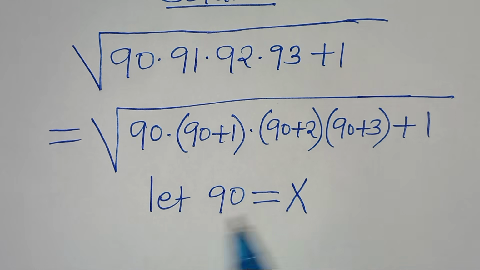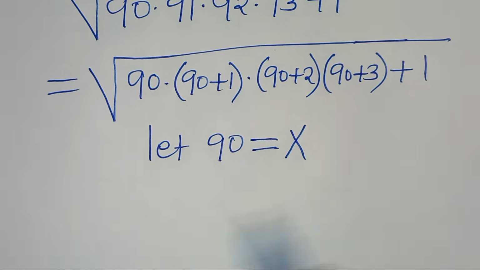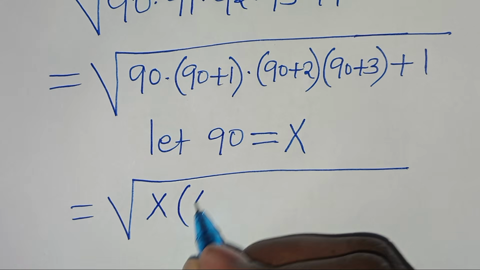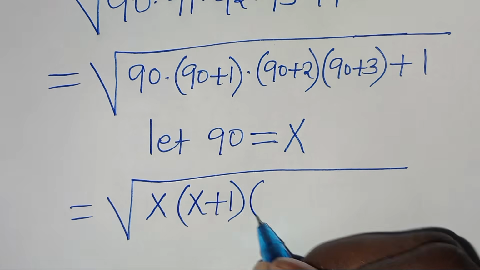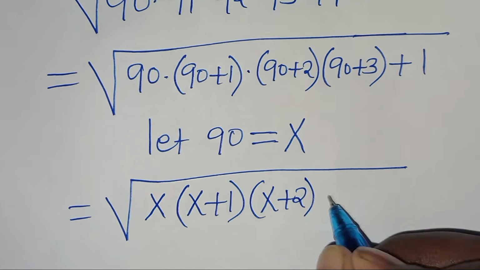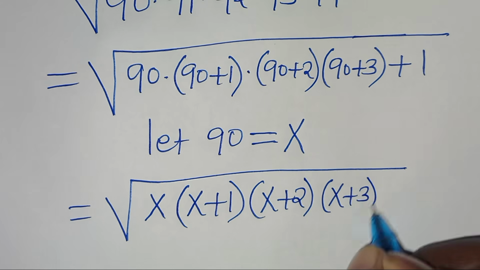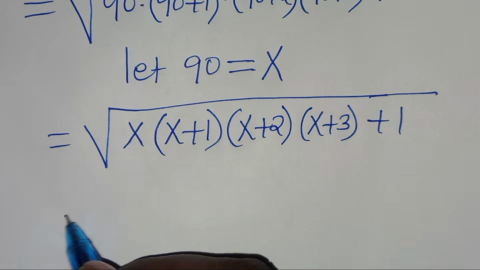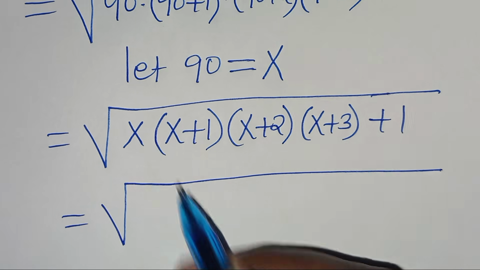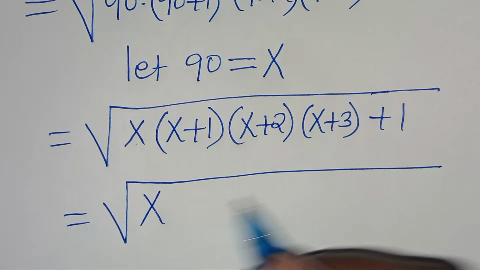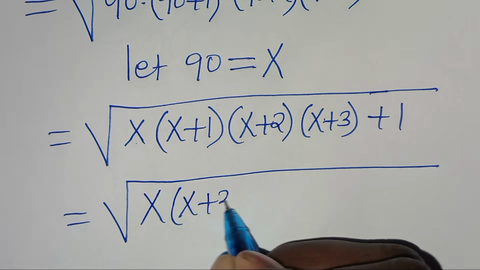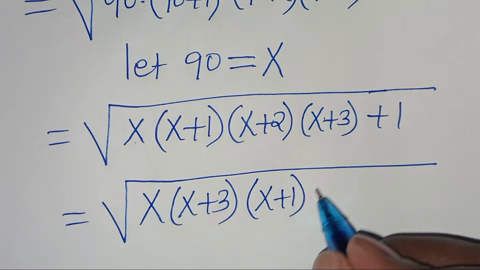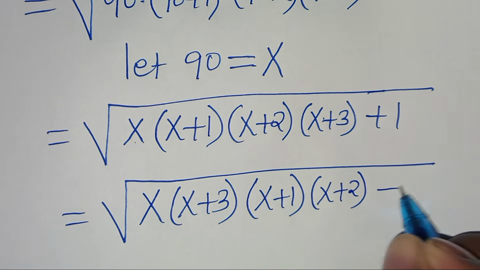So let's substitute x where we have 90 in this square root, so that we have the square root of x multiplied by x plus 1 multiplied by x plus 2 multiplied by x plus 3, then plus 1. So now here we have the square root of x multiplied by x plus 3. Then here we have x plus 1 multiplied by x plus 2, then plus 1.